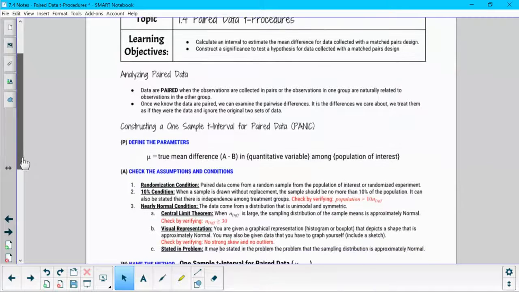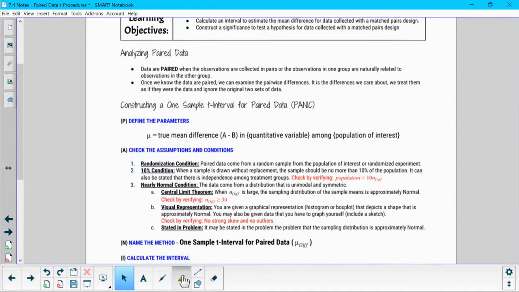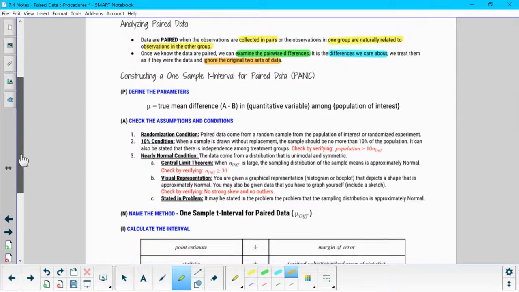So first, let's talk about what is paired data. Data are paired when the observations are collected in pairs or observations in one group are naturally related to observations in another group. Now, once we know that the data are paired, we examine the pairwise differences. So we subtract one from the other, and it is the differences that we care about. So then we go on to ignore the original two sets of data and only use the differences as our sample.